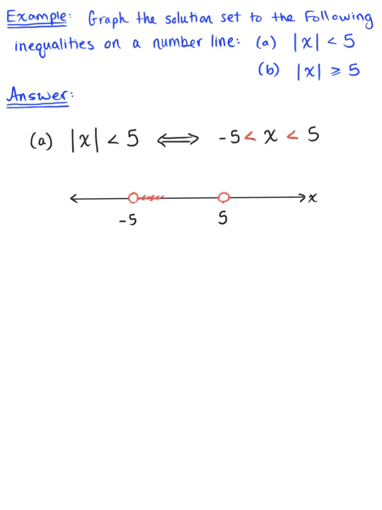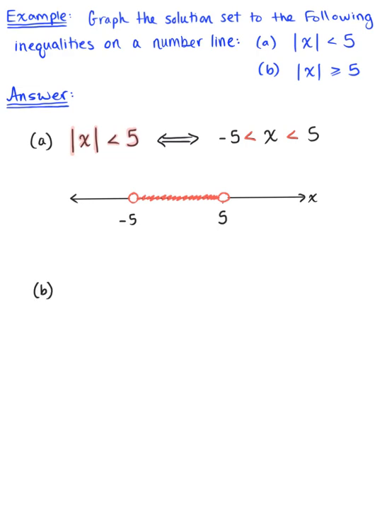Then x can be anything greater than negative 5 but less than positive 5. So this means that we can shade in all of those numbers in between. So there you have it. Here is the graph of the solution set on the x number line. Now, let's think about part B.